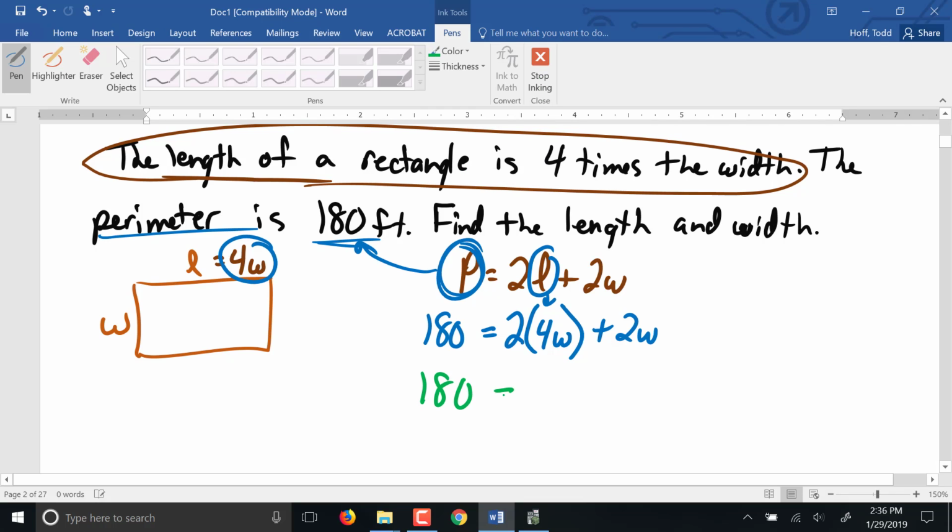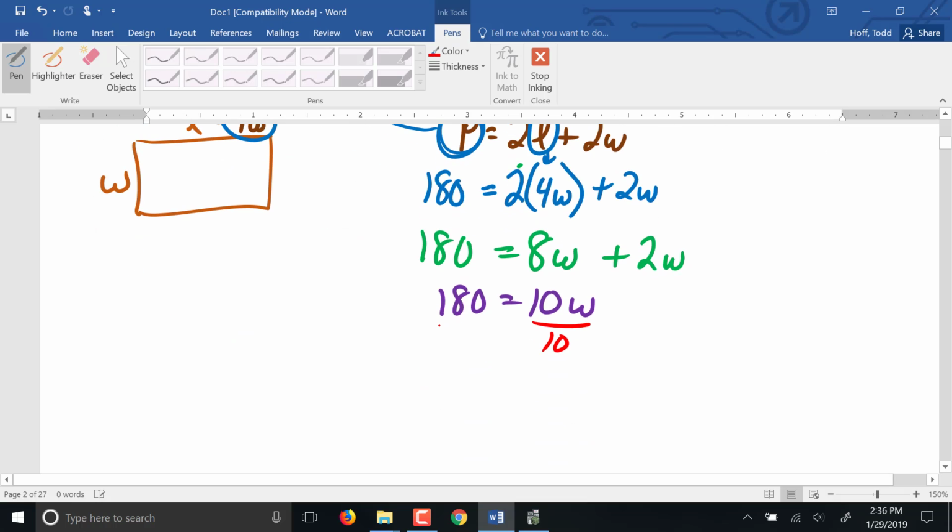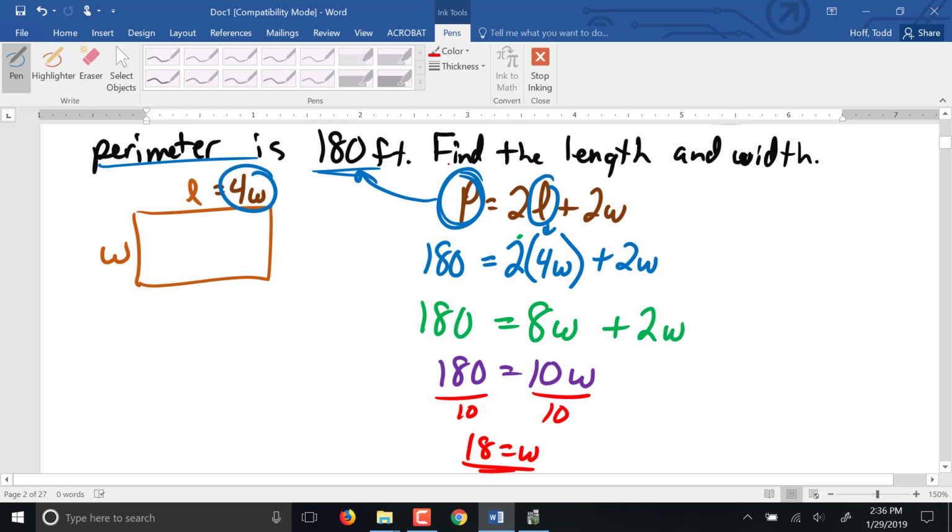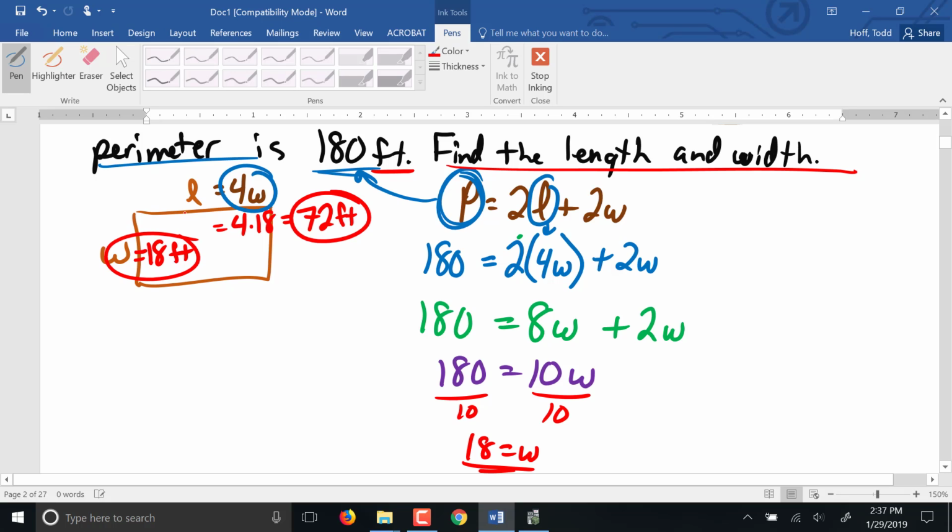So nothing happens on the left side yet. We have 2 times 4W is 8W. There's still more we can combine on the right side. 8W and 2W is 10W. And now we'll solve for W. Divide by 10. 18 equals W. Again, let's go back and answer the question. We were asked to find the length and the width. 18, that would be feet because the perimeter was in feet. 18 feet is our width. Our length is 4 times W, or 4 times 18, which is going to be 72 feet. So we've got a width of 18 and a length of 72.